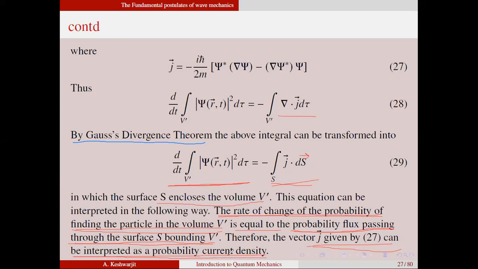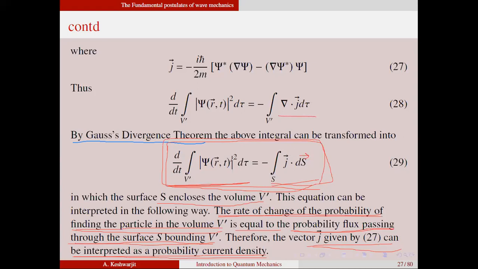This idea comes from comparing this equation with a similar equation in fluid dynamics. You get a similar equation like this, and in fluid dynamics, this left-hand side, instead of the probability density, is the number density of particles in a volume, and then this is the flux passing through the surface of the volume.